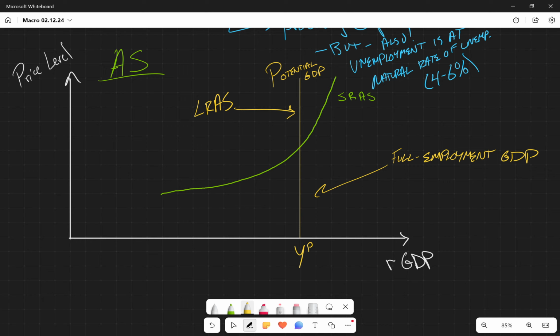So our long-run aggregate supply curve represents, if everybody was employed and all of our resources were used in their most productive use, what could we produce? And so it doesn't change with the price level because it's constrained by the amount of land, capital, technology, and labor that we have.